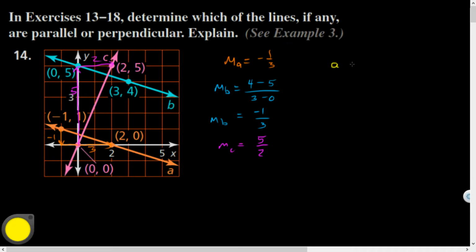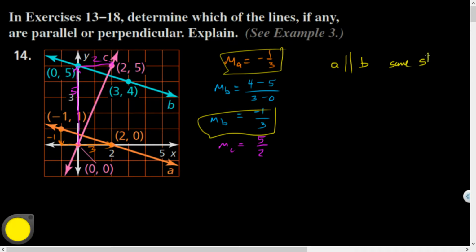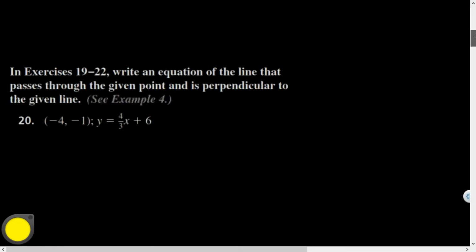I think that A is parallel to B because they have the same slope. Right? You with me? All right, thank you. So, A and B are parallel. These kind of looked perpendicular, but were they? No, these were not perpendicular. Perpendicular lines have slopes that are opposite reciprocals, which we'll see coming up right here.